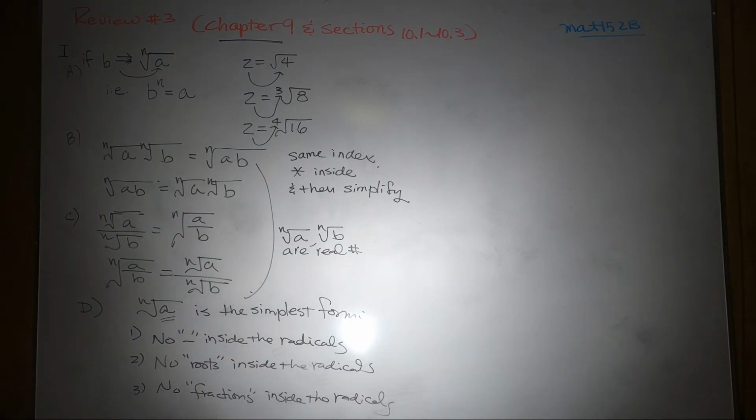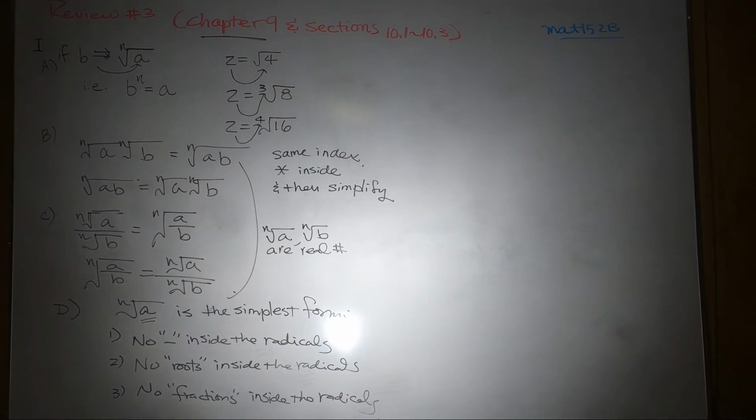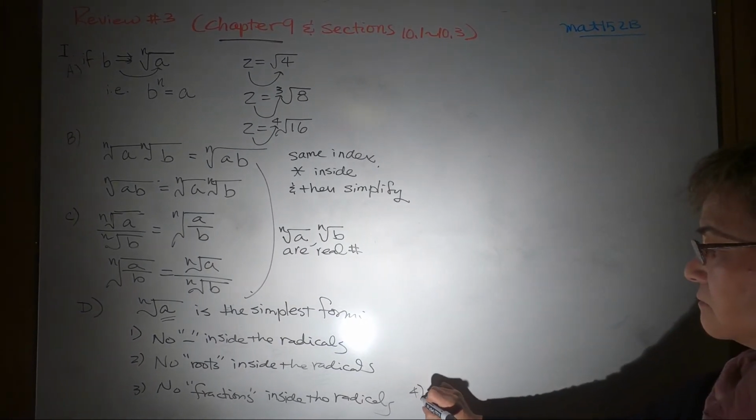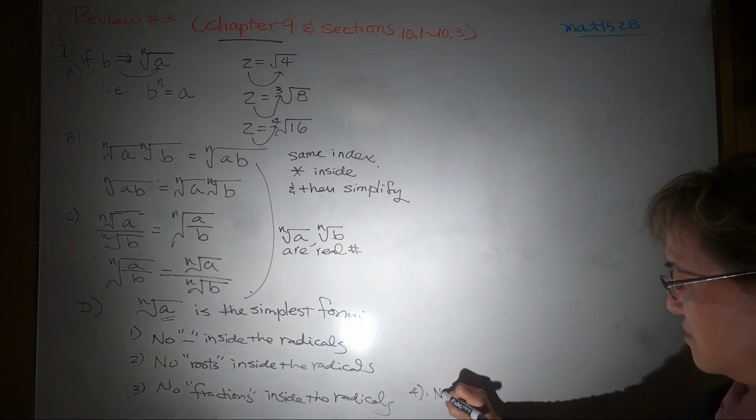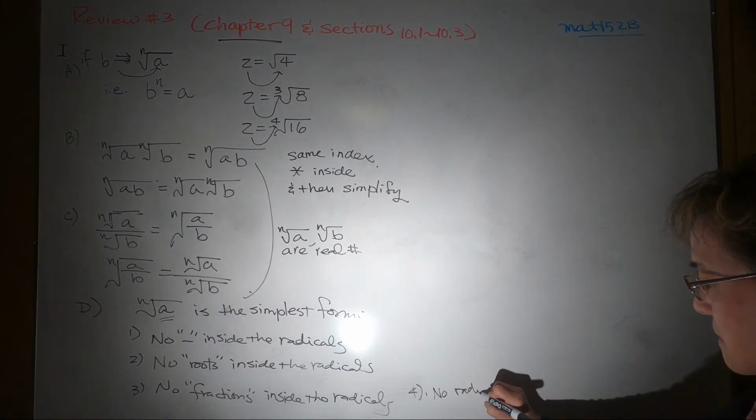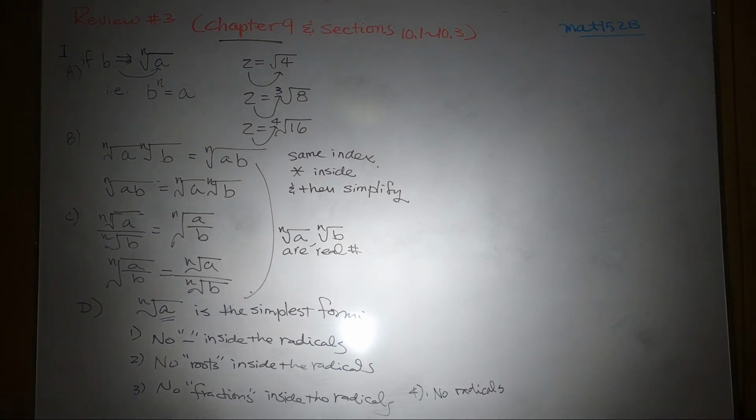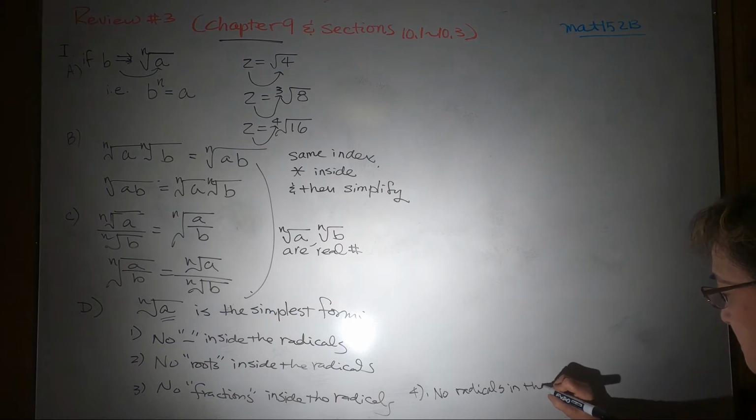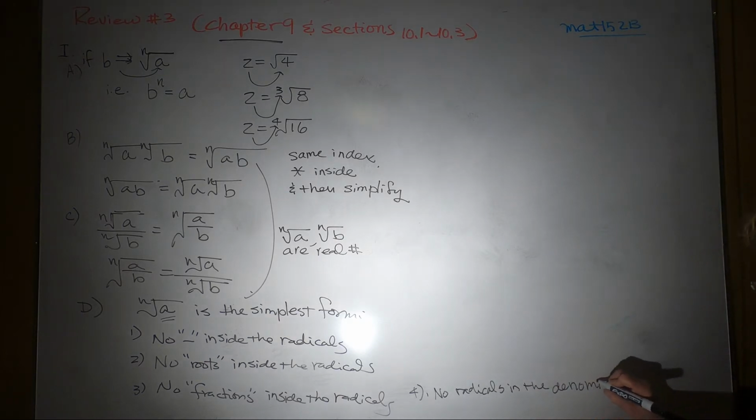Okay? Also, another thing we don't want to have is what? We don't want to have radicals in the denominator, because we don't mingle the radicals and fractions. We want to make both as simple as possible. Okay, as fractions, you always simplify them. Same thing as the radicals.